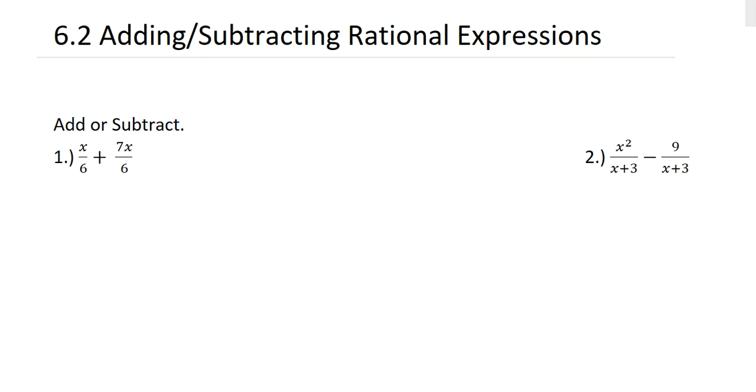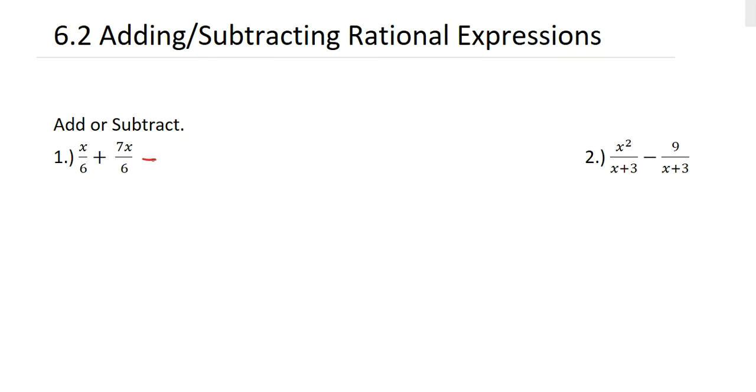So when we're doing problems like this in this section and they have a common denominator, it should be pretty straightforward. We're going to add or subtract the numerators. But the twist to this is once we do that, we want to see if things factor down and simplify any more. So let's take a look at number one.